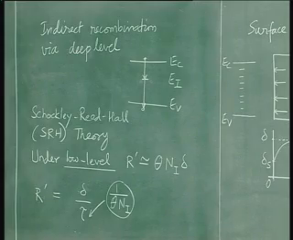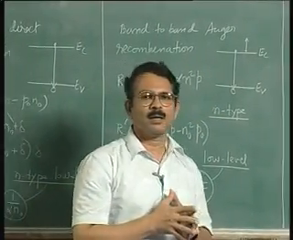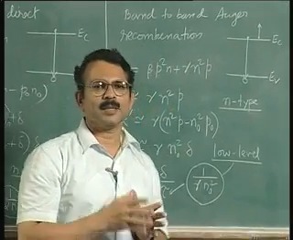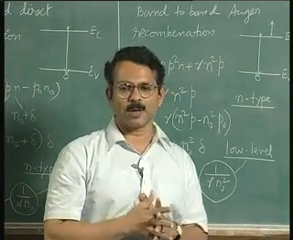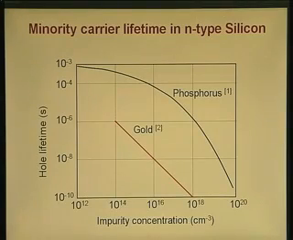So now in any semiconductor, the recombination rate will depend on all these three processes and some other processes also. We have discussed the three dominant processes. Let us see how all these processes contribute to the lifetime in n-type silicon.